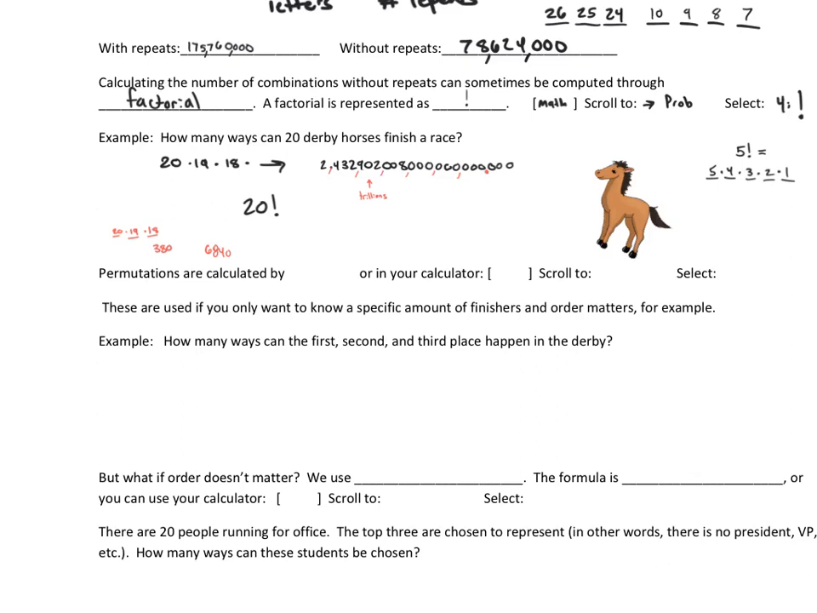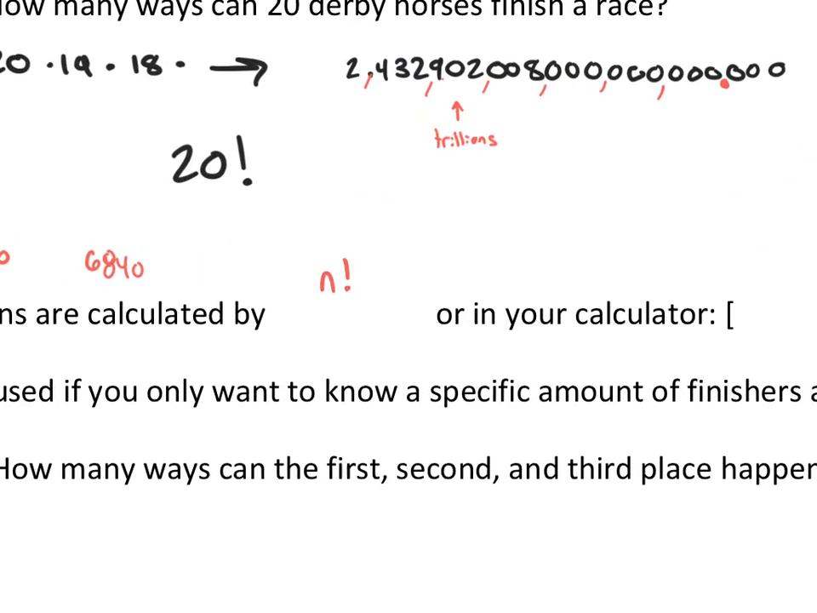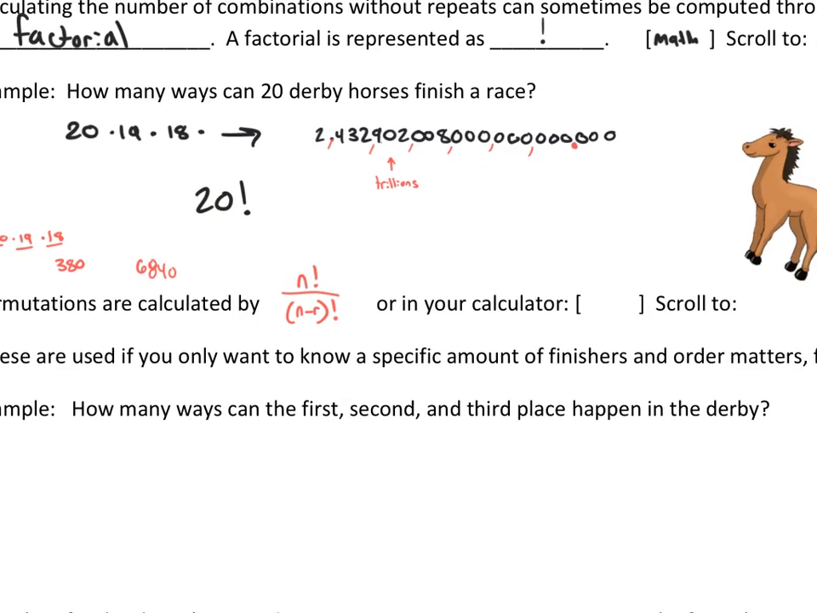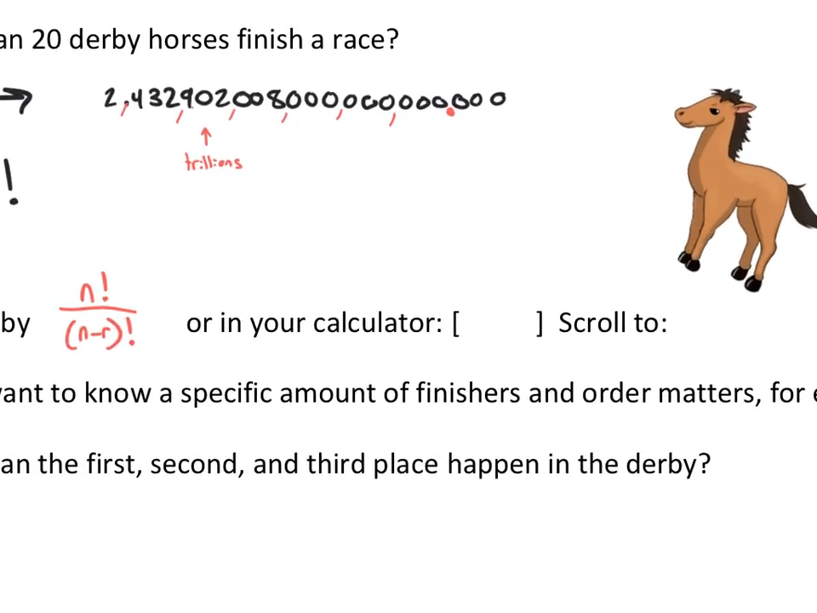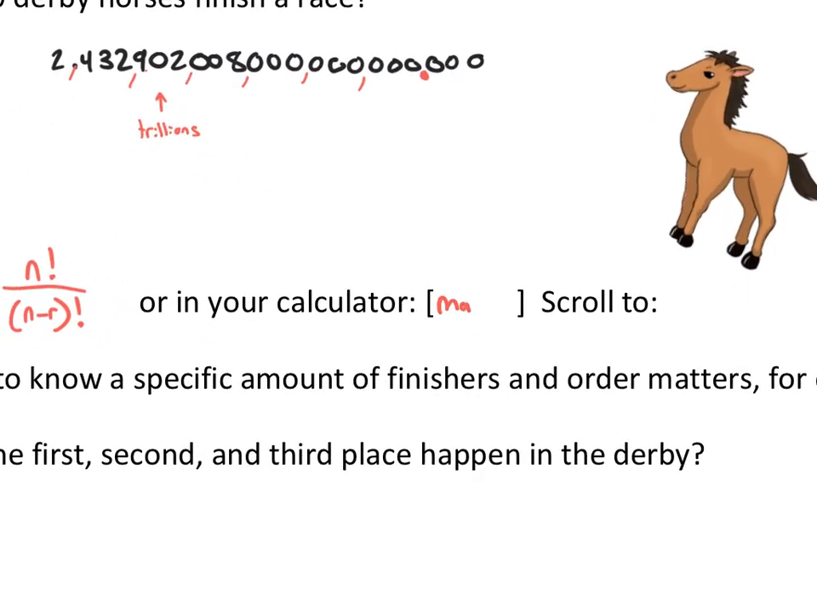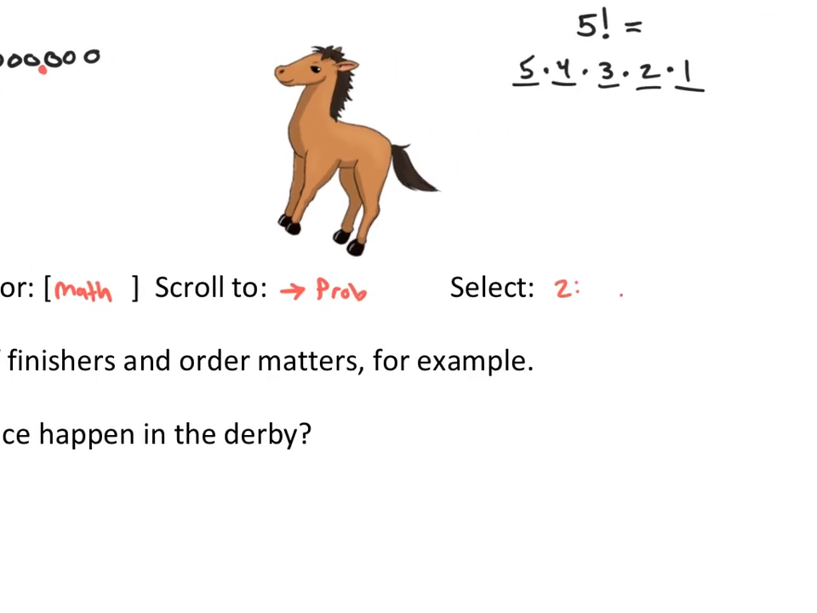There's more things called permutations. Permutations do have a formula. That formula is n factorial divided by n minus r factorial. And those n and r are going to represent the total number of something and then the amount that we're trying to look at. We can also just do it in the calculator though. And we'll do that by going to math, scrolling to probability one more time. And then once we're in the probability, option 2 is something that looks like this, nPr.